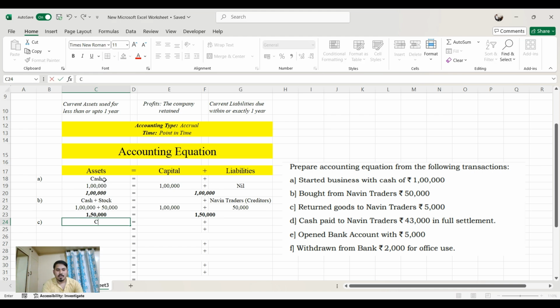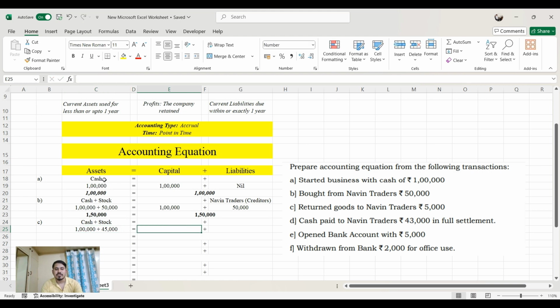So here, it is not affecting your cash because you are not paying. So the cash of rupees 1 lakh will remain the same, but the stock out of 50,000, you are returning 5,000 worth of goods. So it will be decreased by 5,000 and hence the stock will be 45,000.